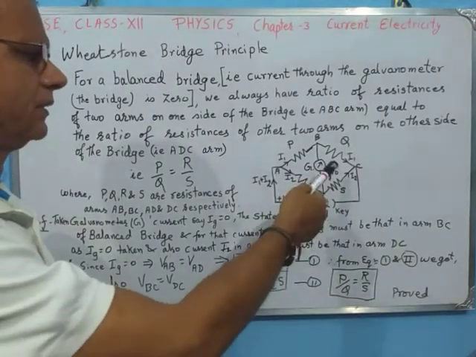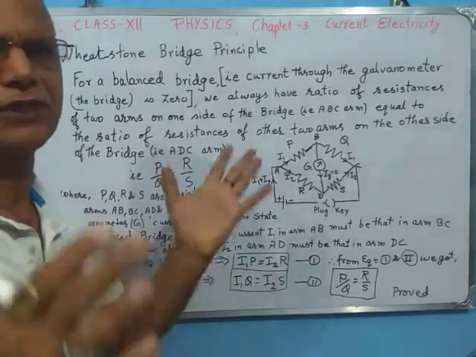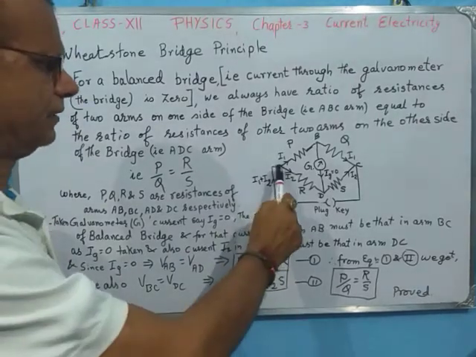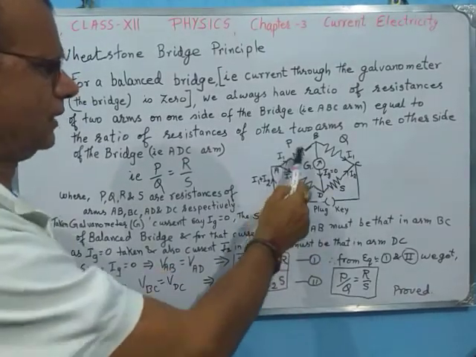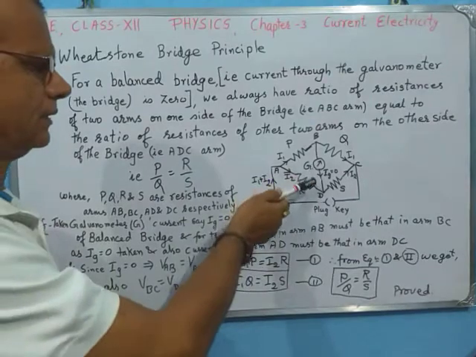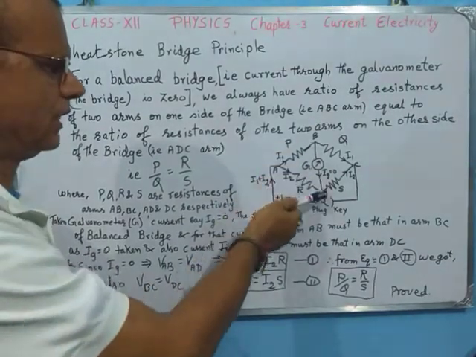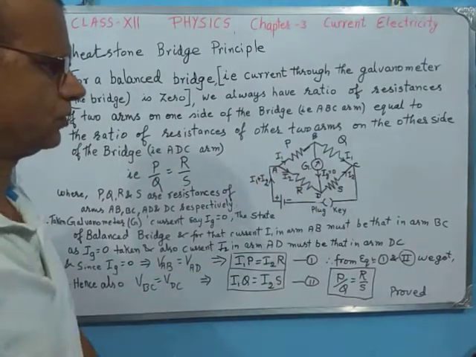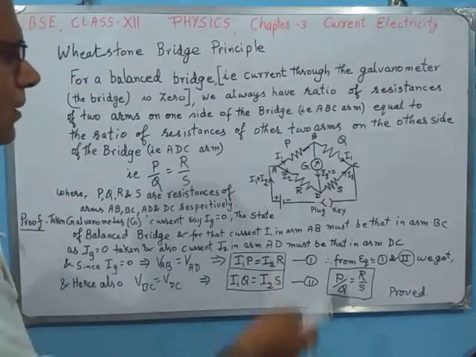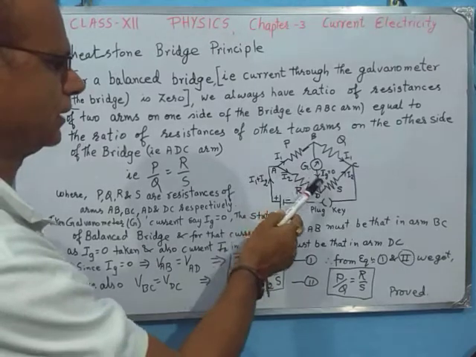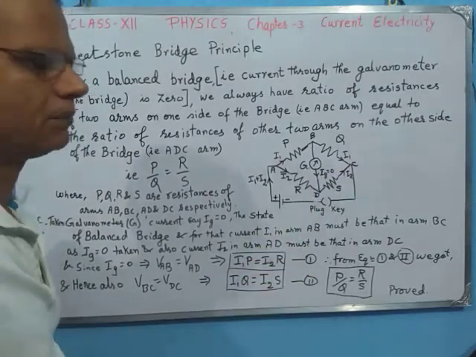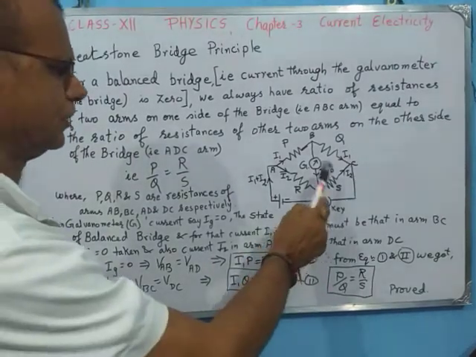It says that if a bridge is balanced... you all know that a bridge connects one side of the river with the other side of the river. Just like that, arm ABC is one side of a circuit and arm ADC is the other side of the circuit, and the two sides are connected through a galvanometer, which is taken to be a bridge. When we have a balanced state, no current is flowing through the galvanometer. That means the current through the galvanometer, Ig, is taken to be 0.